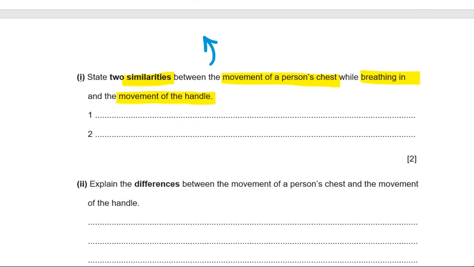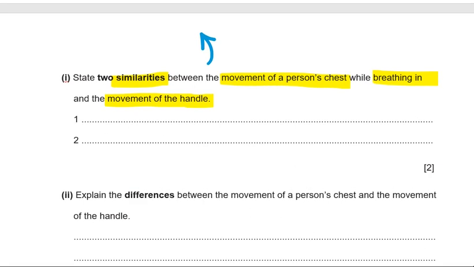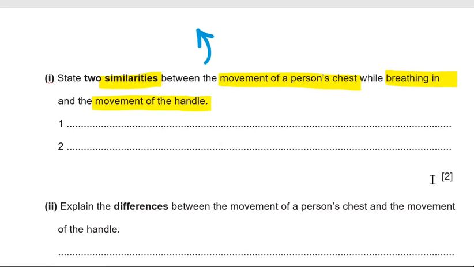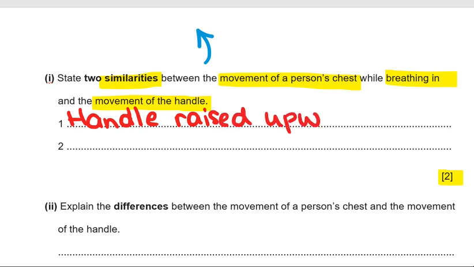I'm going to show you 4 different answers that can give you marks, but what we want here is basically you're going to be awarded just 2 marks. I'm just going to give you 4 different types of answers. So the first one is the handle is raised upwards. That is similar to your rib cage moving upwards.